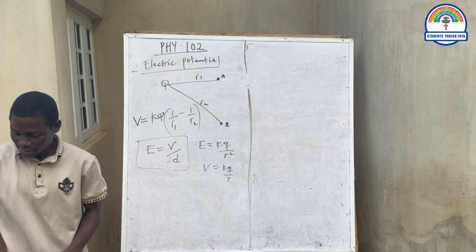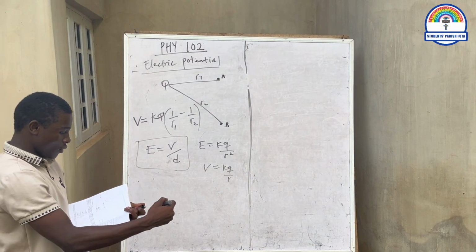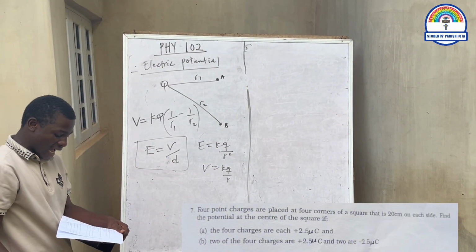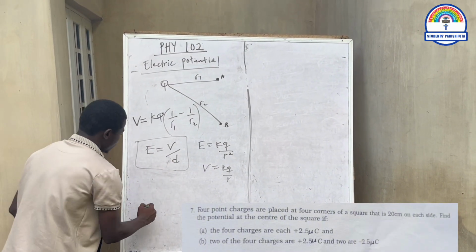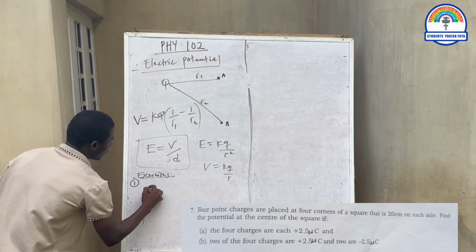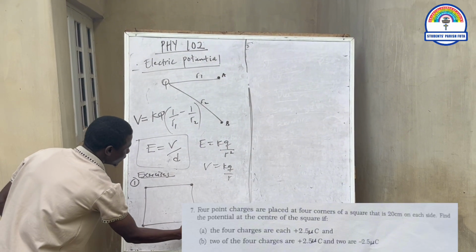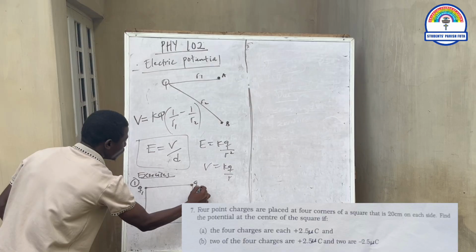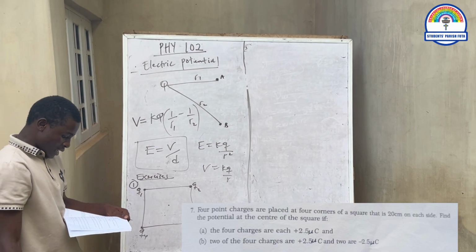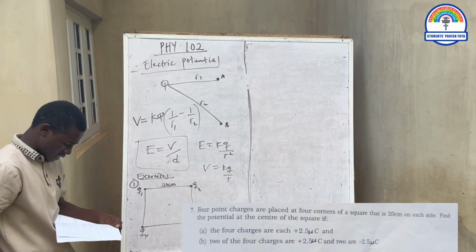Now let's take a question in the formal manual. We'll be taking two questions. The first question says four point charges are placed at four corners of a square. So this is a square, with charges Q1, Q2, Q3, Q4. The question says the side of the square is 20 centimeters, so every one of these sides will be 20 centimeters.